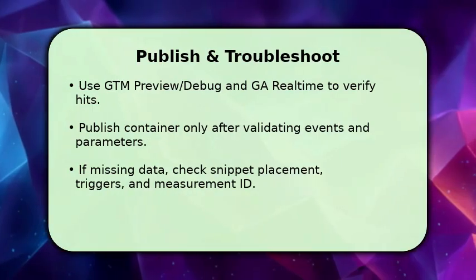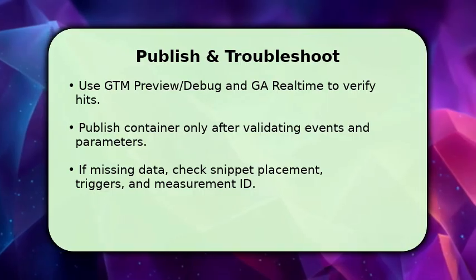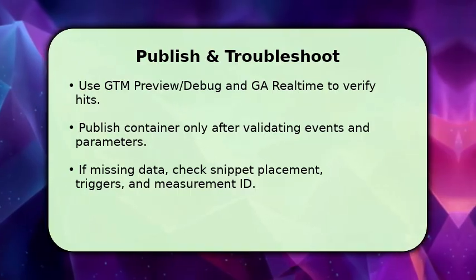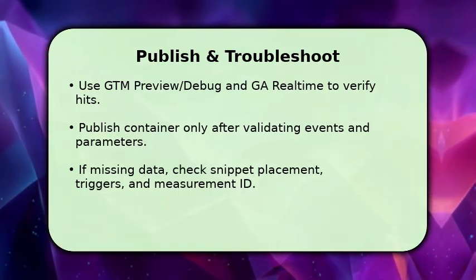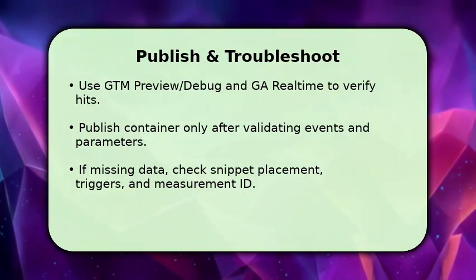You finish by validating and publishing. Enter GTM preview and visit your site. Watch the debug console for fired tags, then check GA real-time to confirm events arrive. Once validated, submit and publish the GTM container so changes go live.